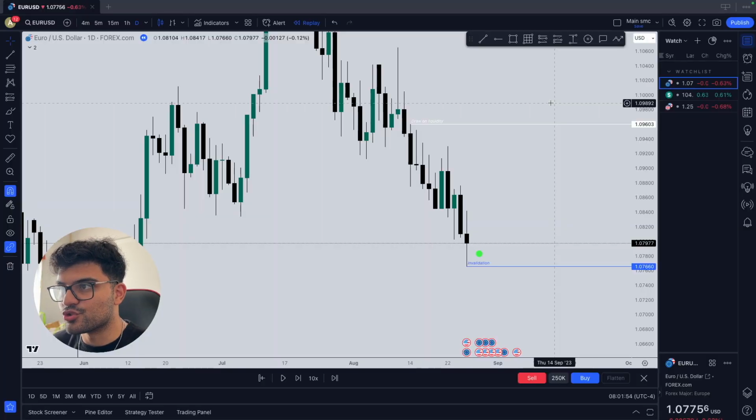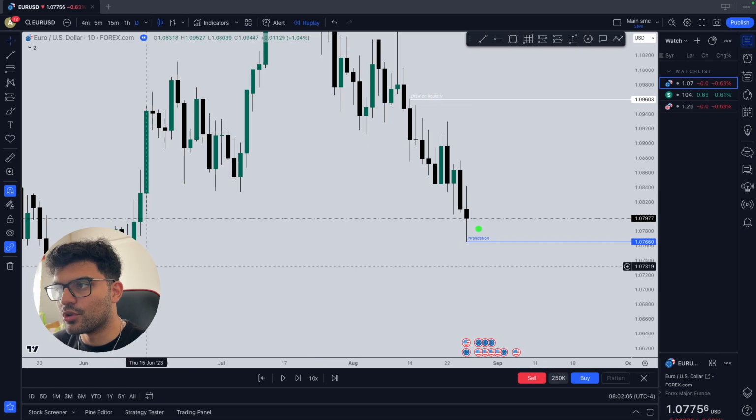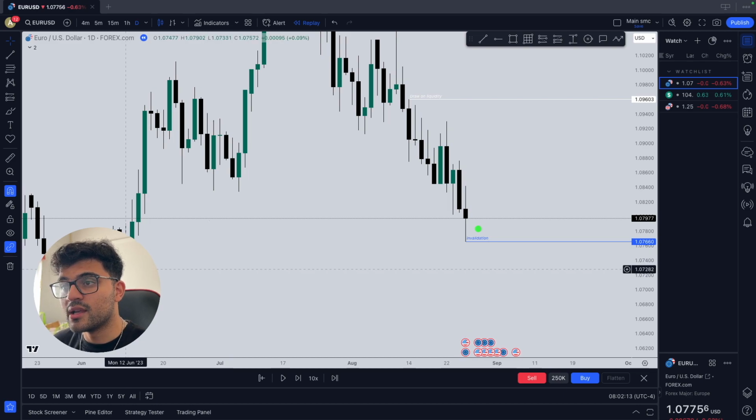Okay, so now let's get into the trade breakdown. As you can see, Euro dollar, and on the daily, what was I thinking? We're coming down very bearish. So my draw on liquidity was actually this swing low right there. I was thinking we're still bearish, so the next point of liquidity would be right there, and that's what I was aiming for. So the bias was sells or shorts.